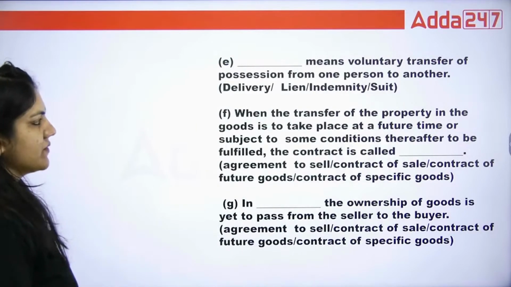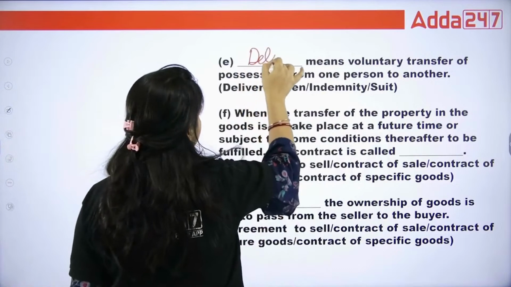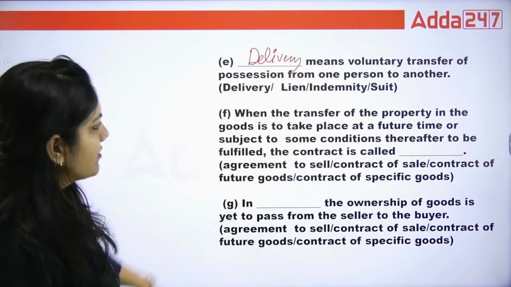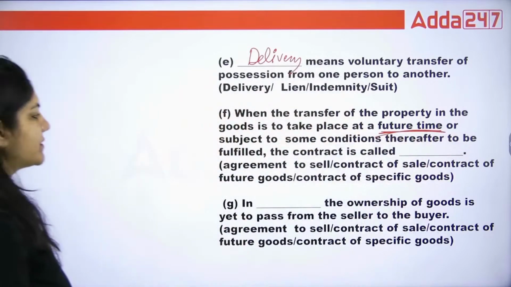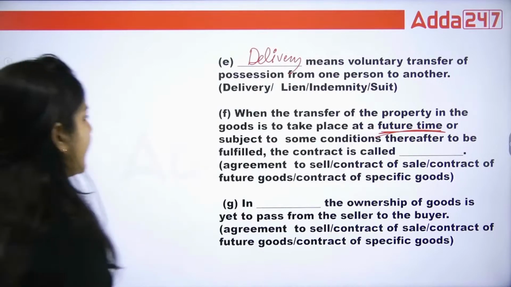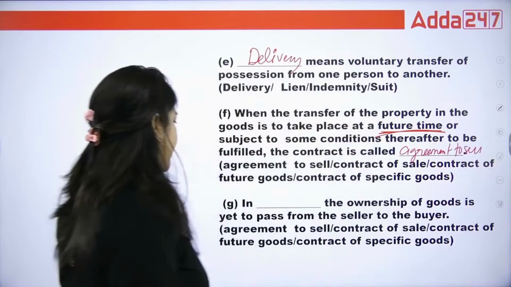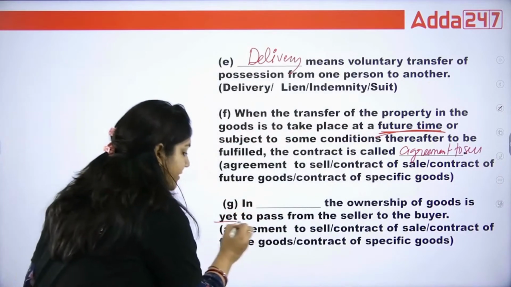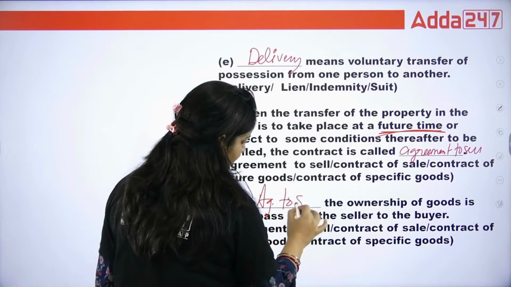Dash means voluntary transfer of possession from one person to another. Delivery, lien, indemnity, suit. So the answer will be delivery. When transfer of the property in the goods takes place at a future time, class, future time, what is it called? Agreement to sell, contract of sale, contract of future goods, contract of specific goods. What is the right answer, guys? So that is called agreement to sell. In dash, the ownership of goods is yet in the future. So if we are talking about the future, that is called agreement to sell. That's it.